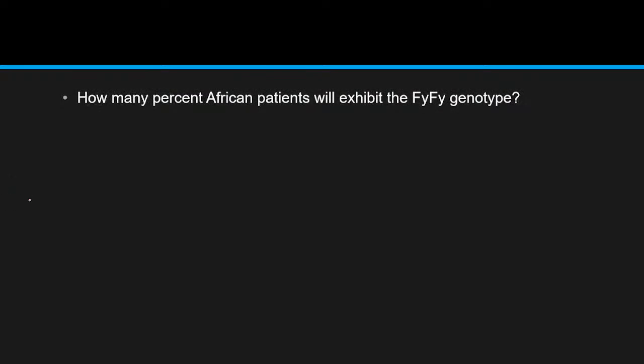It's just FY, FY, depending on how you want to type the genotype or the phenotype of the patient. Now let's talk about what percentage of African patients will exhibit this phenotype. It's about 68%.